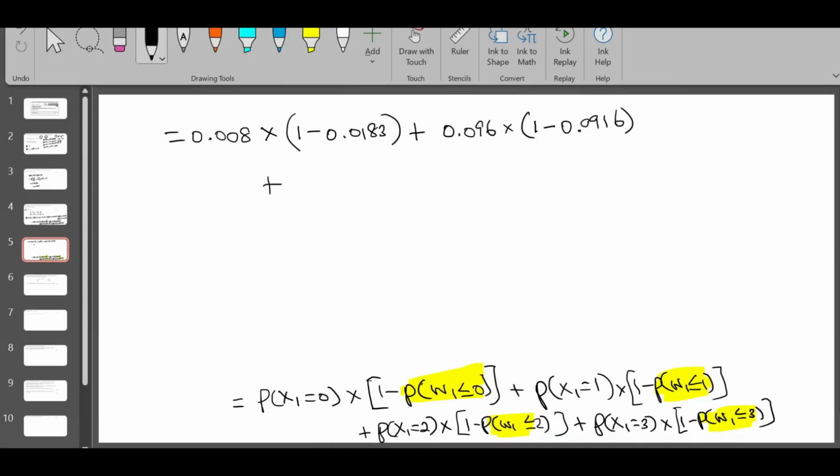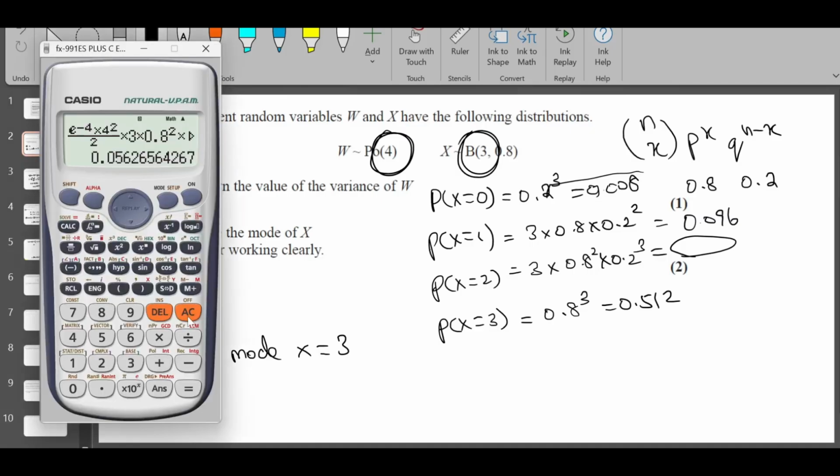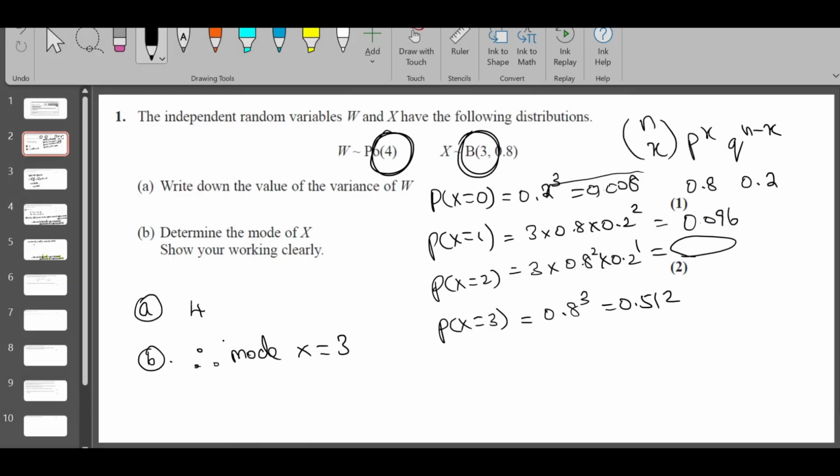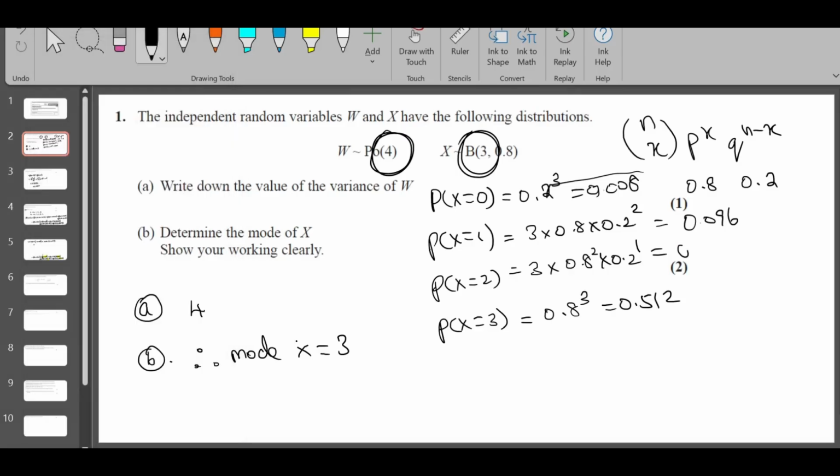Plus x is equal to 2. We haven't calculated the value for x equal to 2. Let's do it quickly. That's going to be 0.3 times 0.8 squared times 0.2 to the power 1. Sorry, this is 3, right? I put 0.3. It should be just 3. So 0.384. This value is 0.384.